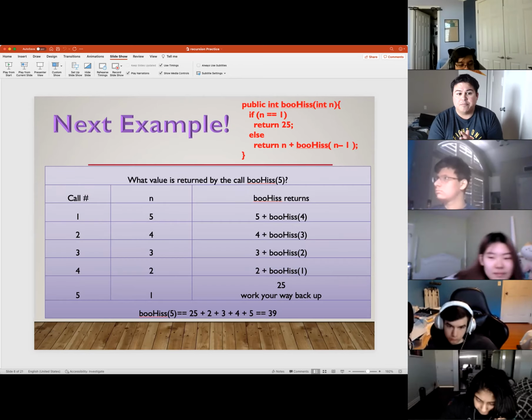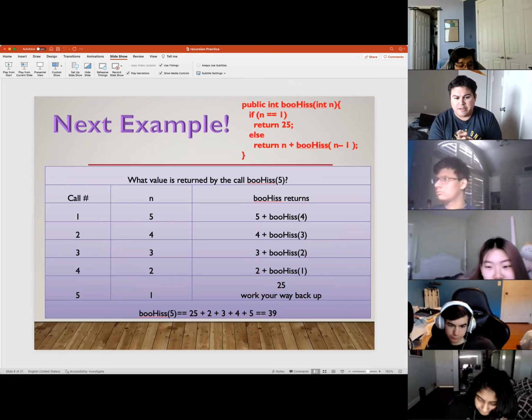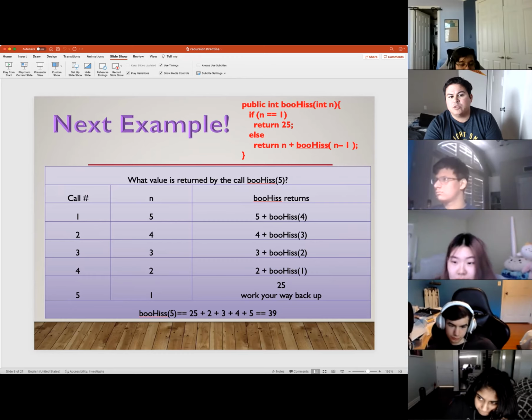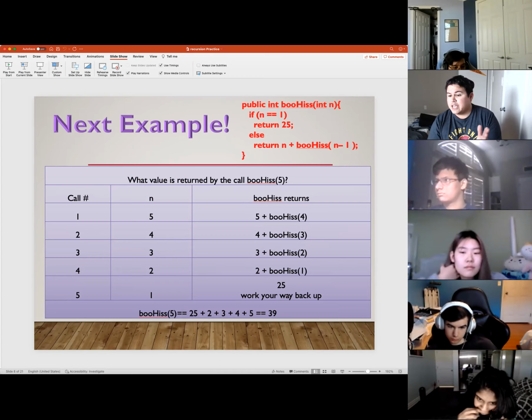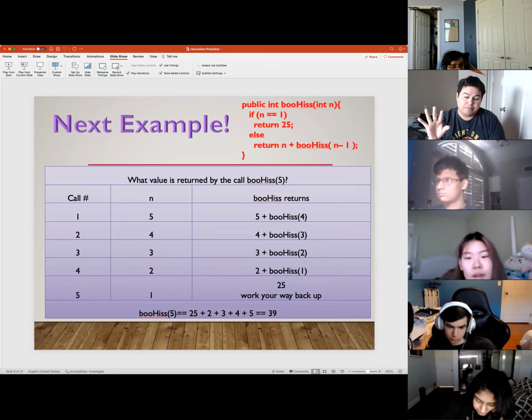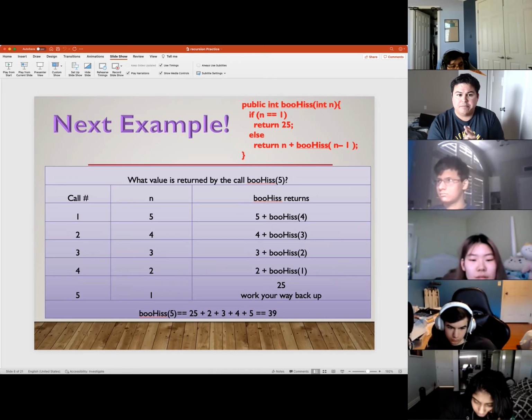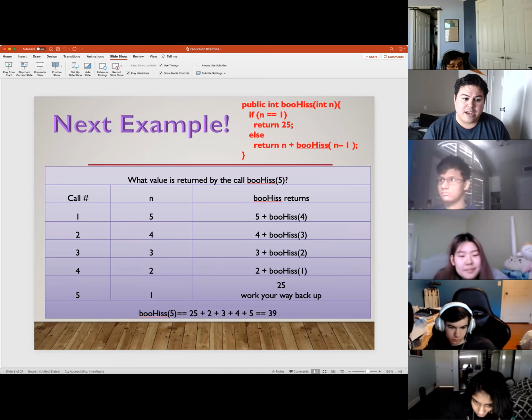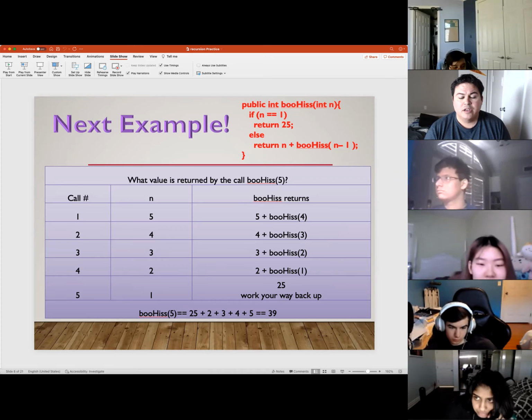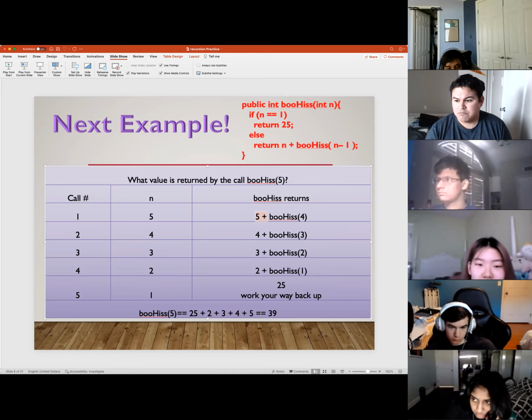So if we break it down, let's take a look at this method here. Let's say we have int n, if n equals 1, return 25. Else, return n plus the method called with n minus 1. Let's say that we had 5. So the first thing that's going to happen is int n, so 5 gets stored on the first call. So 5 goes in, 5 plus. So what gets stored? 5 plus.